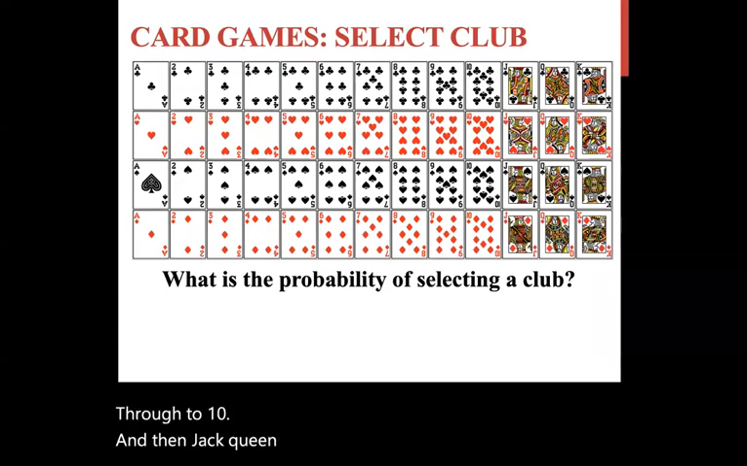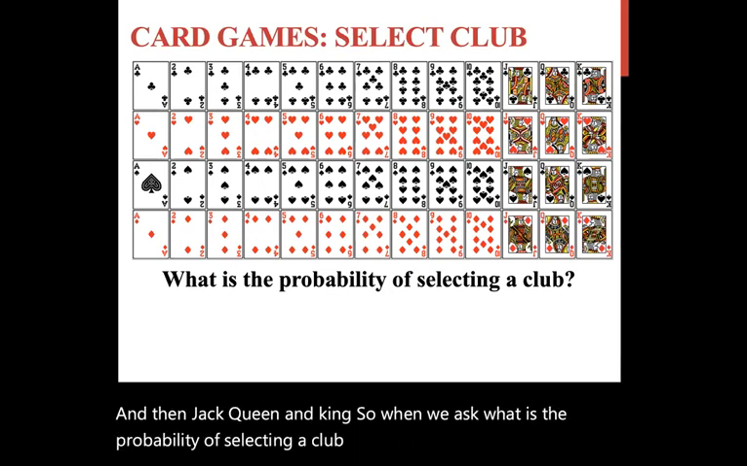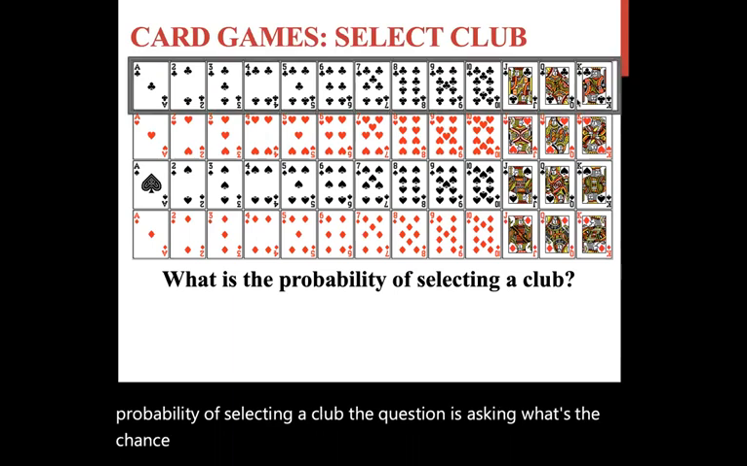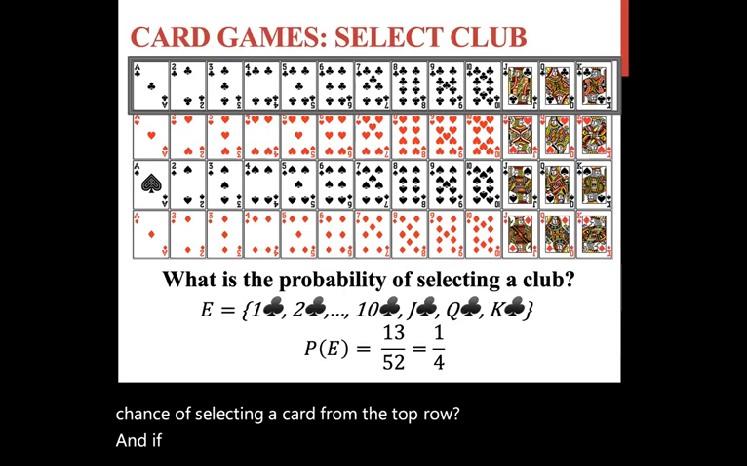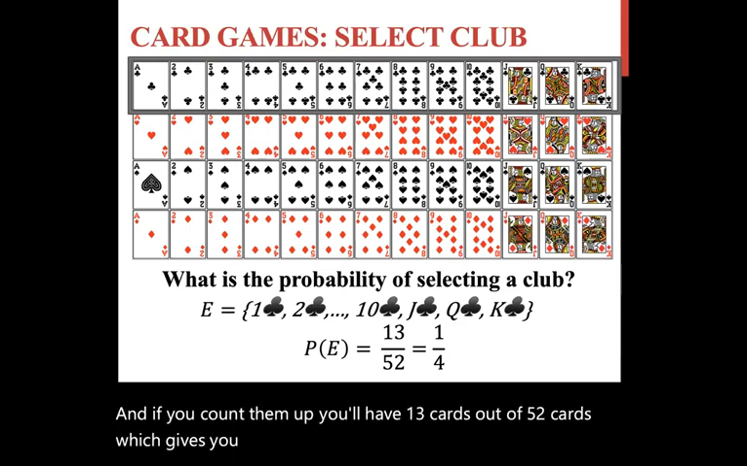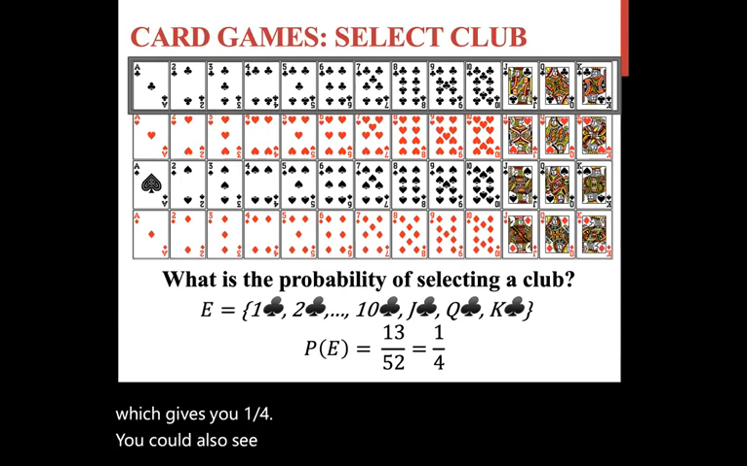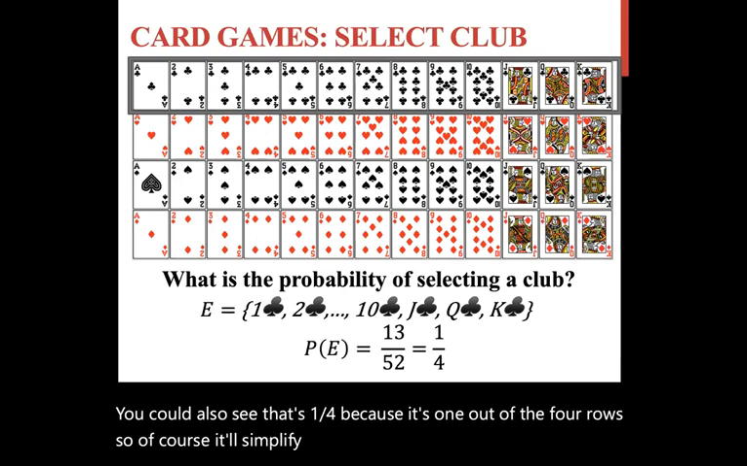So when we ask what is the probability of selecting a club, the question is asking what's the chance of selecting a card from the top row. And if you count them up, you'll have 13 cards out of 52 cards, which gives you 1/4. You could also see that's 1/4 because it's 1 out of the 4 rows. So of course, it'll simplify to that as well.